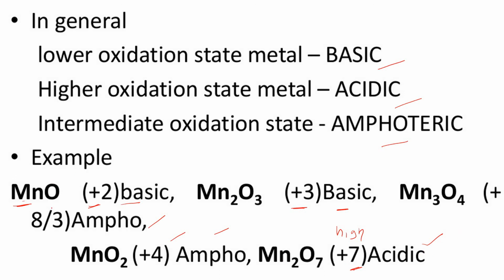Here MnO is +2 only, so it is basic. What I mean is that lower states like +2 and +3 are basic, and higher ones like +7 are acidic. Mn2O7 is an acidic oxide. MnO2 is amphoteric. Why is MnO2 amphoteric? Because it has an intermediate oxidation state. That is what they are explaining here.